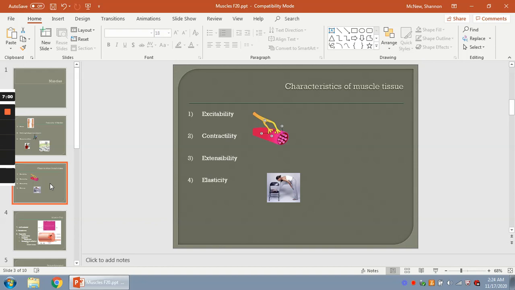Excitability means that the muscle tissue is responsive. It's responsive to stimuli. Now my little picture over here, this pinkish structure is supposed to represent a muscle. This yellow is representing a motor neuron. So motor neurons will stimulate a muscle. They will excite a muscle and get that muscle to contract.